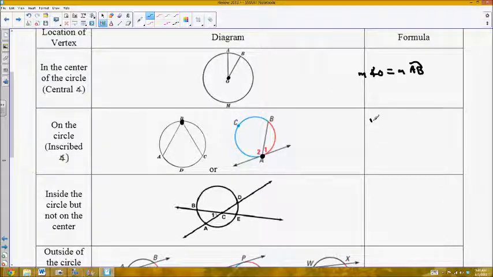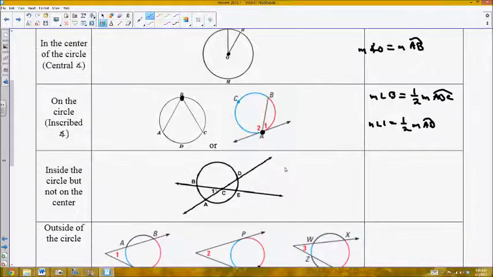So we have the measure of angle B is equal to 1/2 the measure of arc ADC. And for the second one, the measure of angle 1 is equal to 1/2 the measure of arc AB. It's also true that the measure of angle 2 is 1/2 of arc ACD. So it's those two, half its intercepted arc.